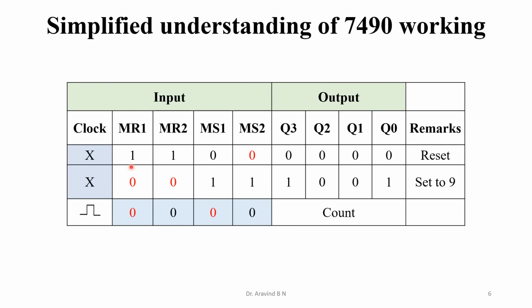With respect to the reset state, keep MR1 and MR2 equal to 1, and MS1 and MS2 equal to 0, then it's a reset state. Then make MR1 and MR2 equal to 0 and keep MS1 and MS2 equal to 1. Obviously, this will be a set state. Keep all these as 0 and then apply the clock pulse, then it will be a regular counting operation. This is what we usually follow when we rig up the circuit.